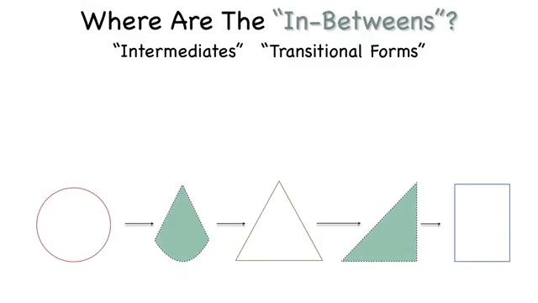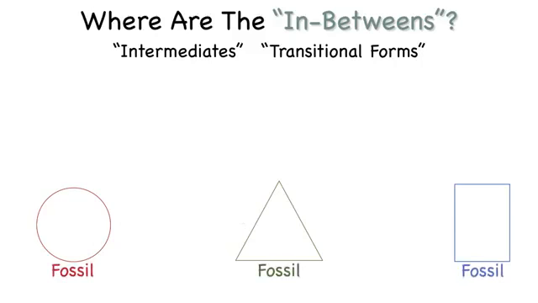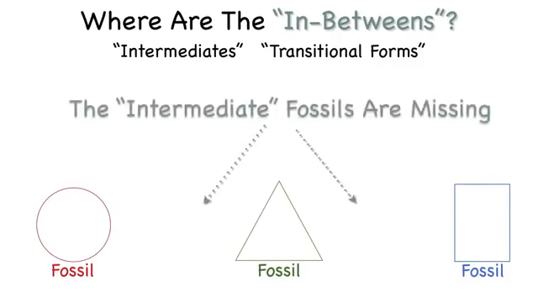But when the archaeologists do their digs today and look for the ancient fossils, what do they find? Well, they do find the circle, triangle, and rectangle fossils, but they do not find the in-between intermediate fossils. They're nowhere to be found. And that's the point. The intermediate fossils are missing. And this is not just now with present-day archaeological digs. Even back at the time when Charles Darwin himself lived, they couldn't find the intermediate fossils.